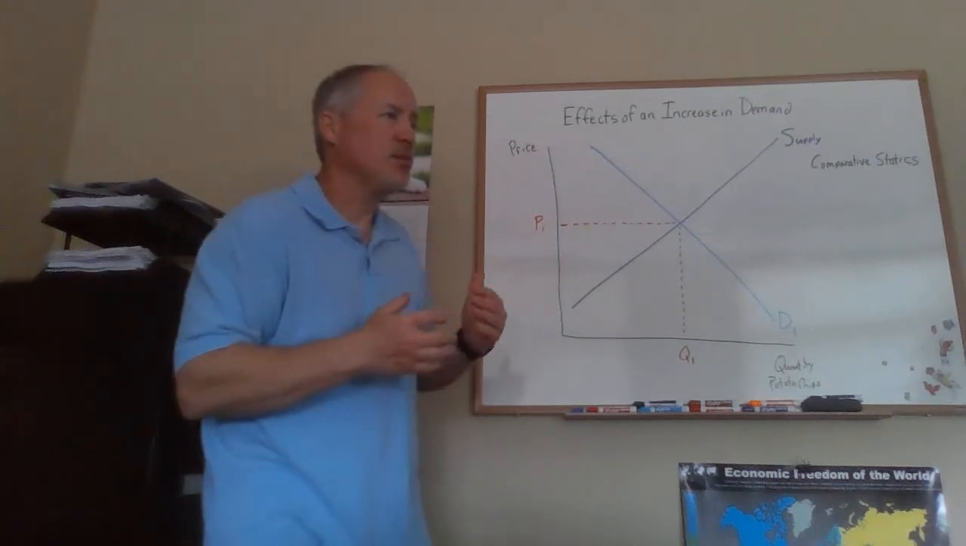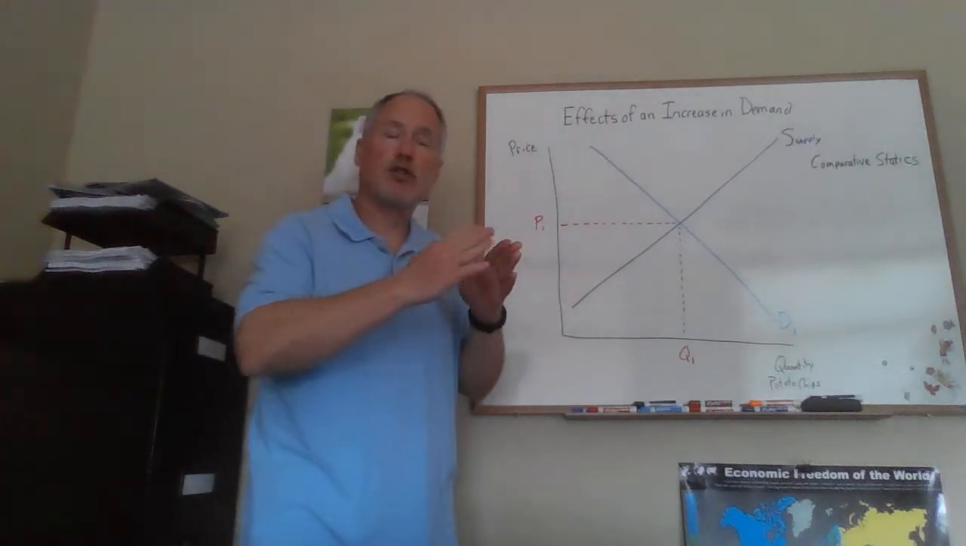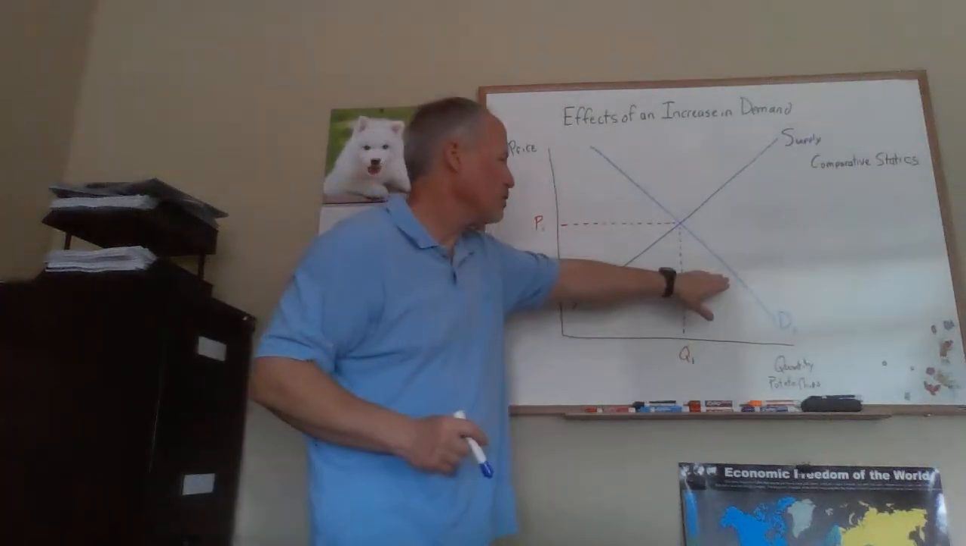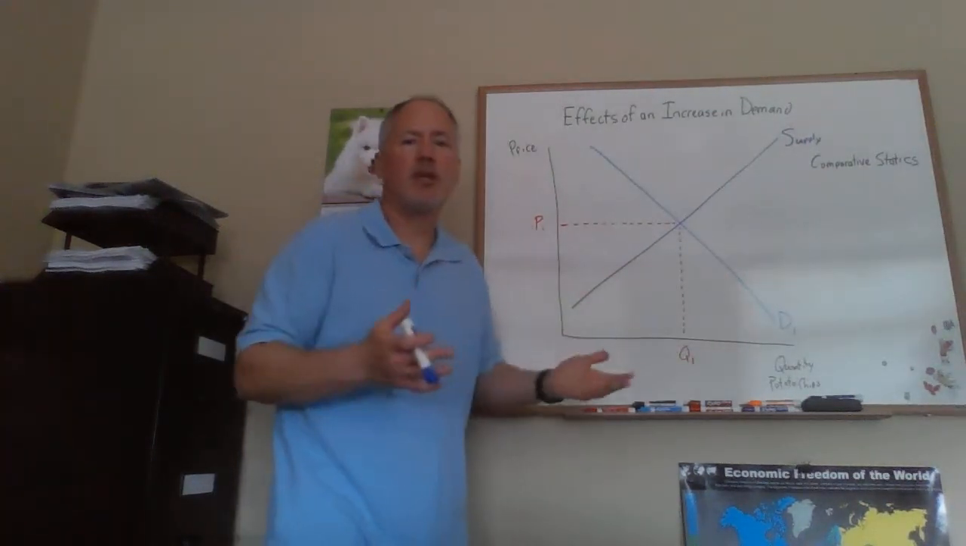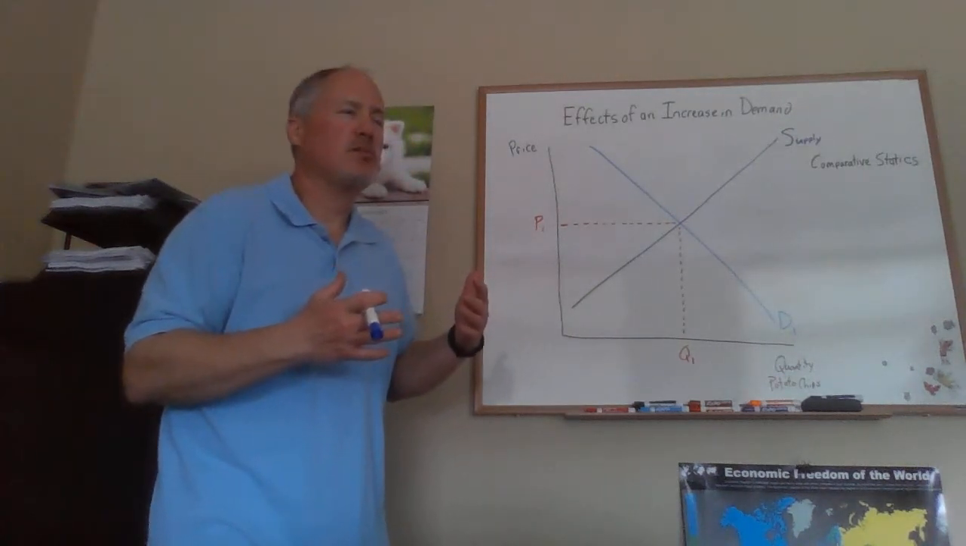The best way to think about an increase in demand or an increase in supply is a shift to the right of the curve. So I've got D1 drawn in here, and this would be the demand curve, say, for potato chips, the good I have drawn up here. This would be the demand curve for potato chips initially.